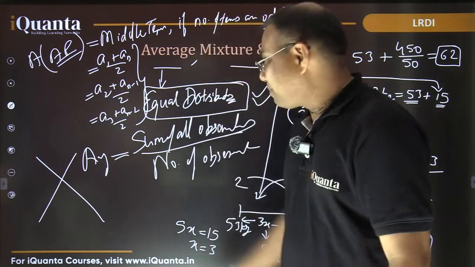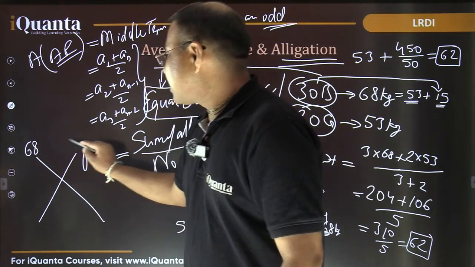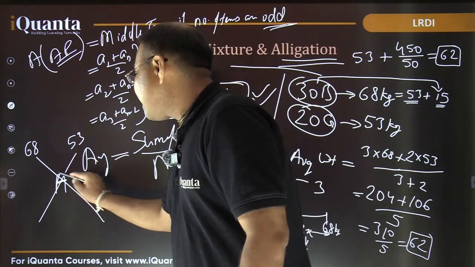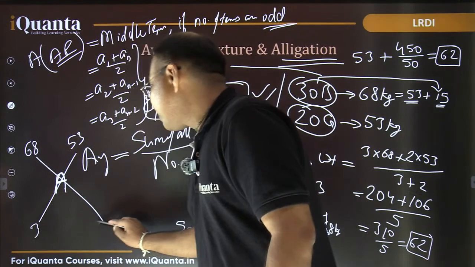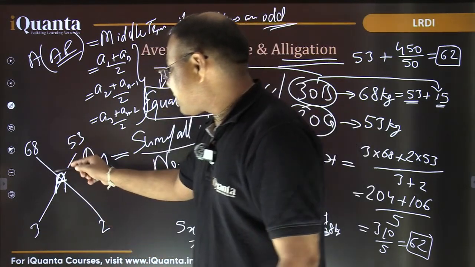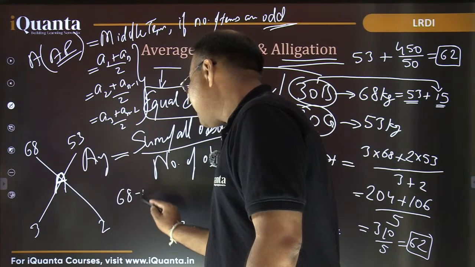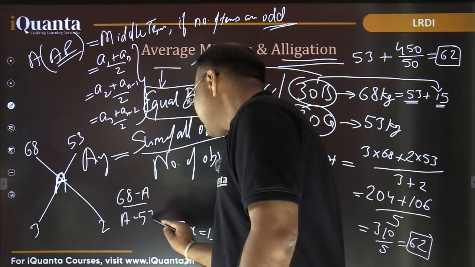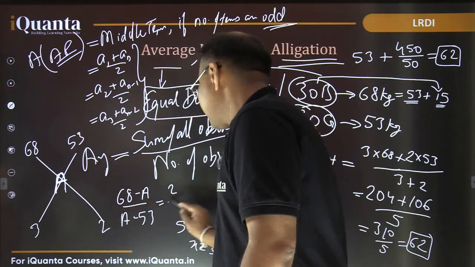Yes, most of the time people do it like this in the cross manner. This is 68 kilogram, this is 53 kilogram, and let the average be A. Now these persons are in the ratio 3 and 2. So as somebody mentioned, I think Samyak wrote that expression, that the ratio 68 minus A will be equal to the 2 one. So 68 minus A upon A minus 53. So that part is 2 and this part is 3.